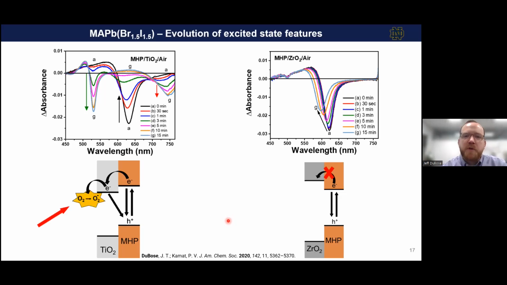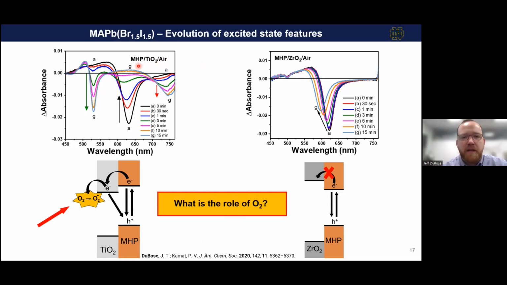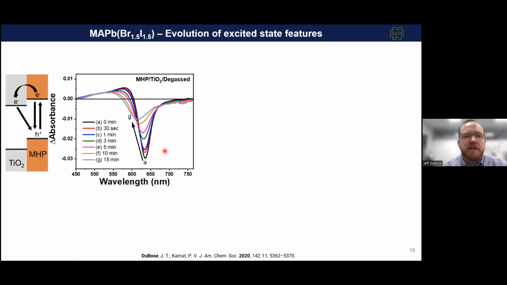But we also have to remember the fact that we are doing these experiments in oxygen. And oxygen being such a good electron scavenger makes us ask the next question, which is what is the role exactly of oxygen in these cases? Because in both of these systems, we're using just ambient conditions, air is present, oxygen is present. So the next control experiment we wanted to do was take the mixed halide perovskite on TiO2, but now fully degas the system.